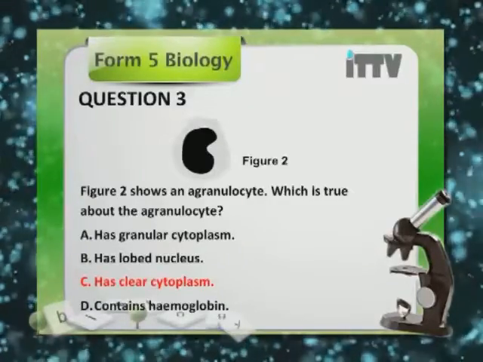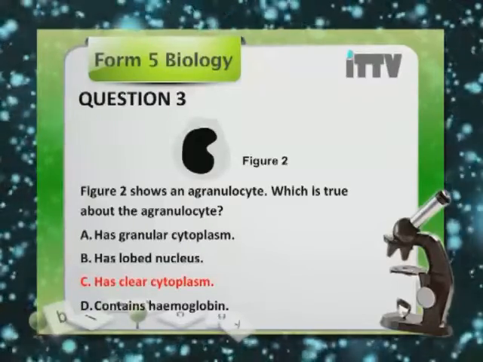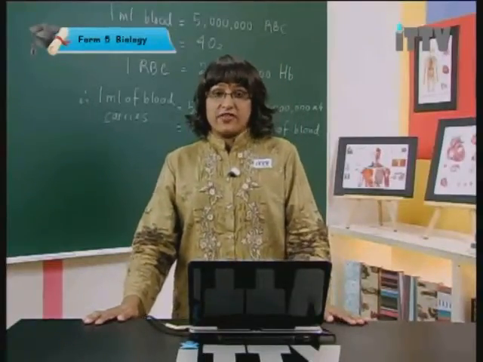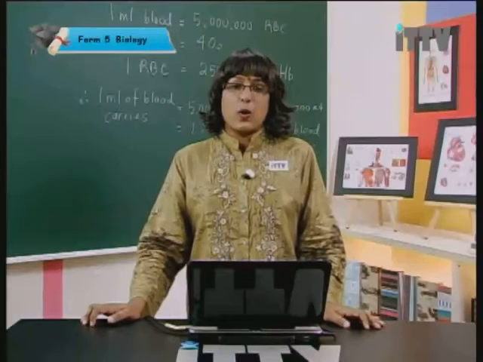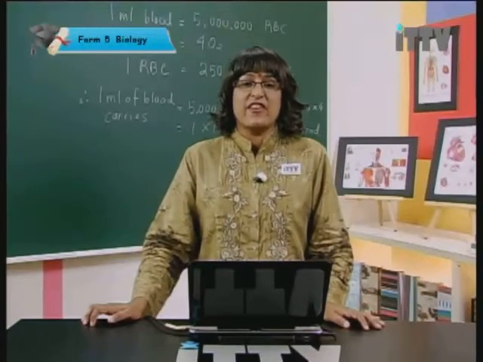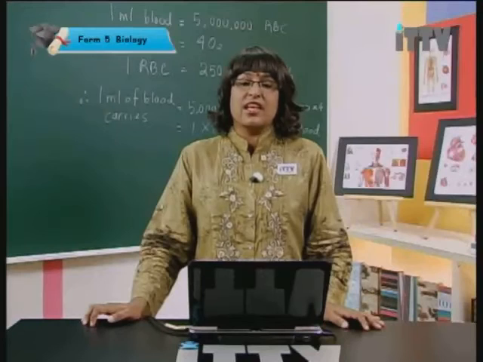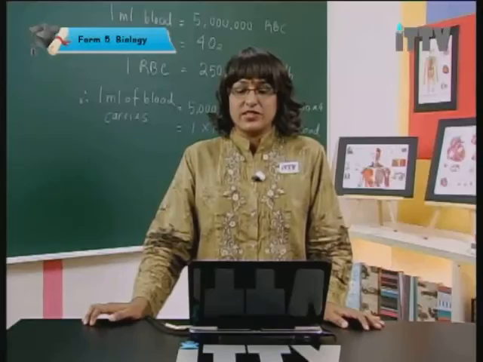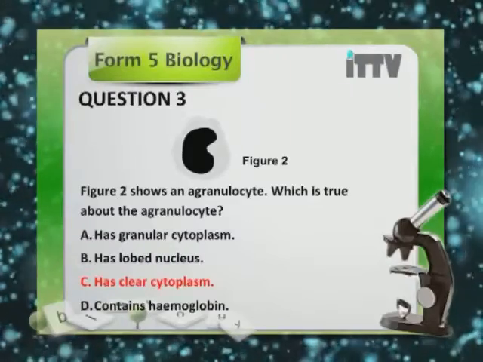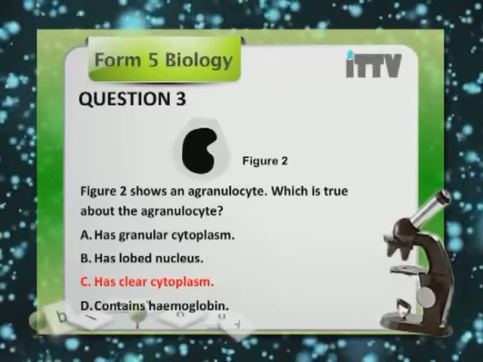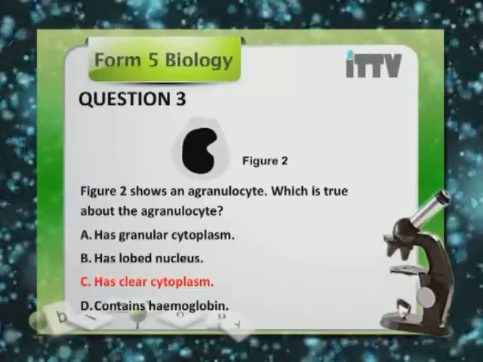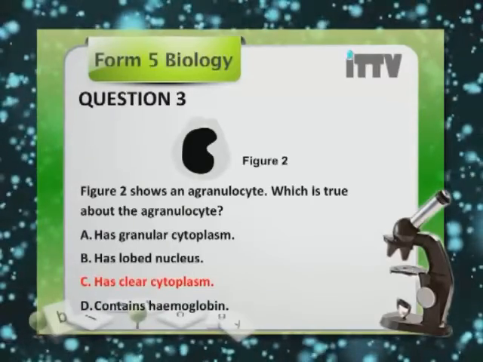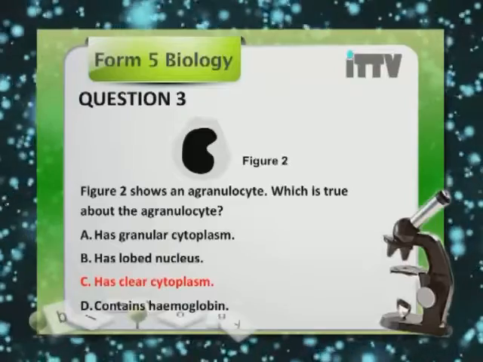Now let us understand why our choice is C. Agranulocytes we have studied earlier. They do not have a granular appearance. They are called agranulocytes because they do not have granules in the cytoplasm. And their nucleus is not lobed, not like the granulocytes. They are shaped more spherically or in a kidney shape. Hence, option B, which has a lobed nucleus, is excluded. And definitely it does not contain hemoglobin. Hence, that eliminates option D.